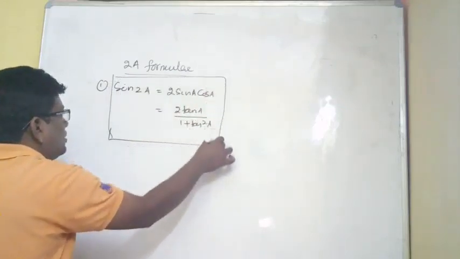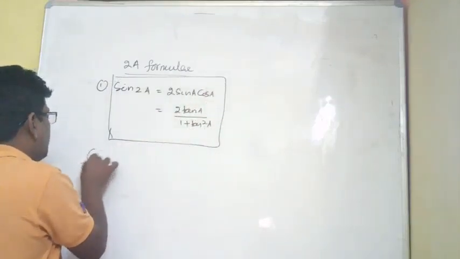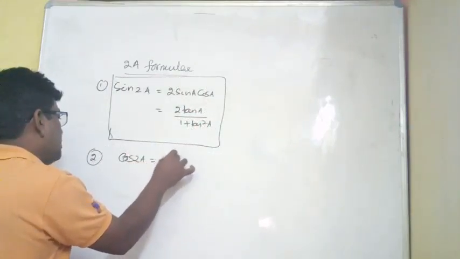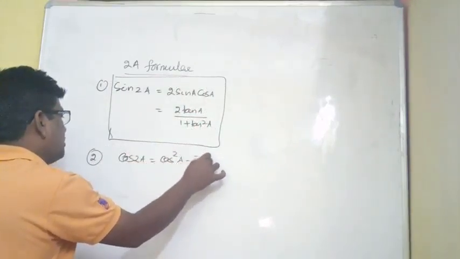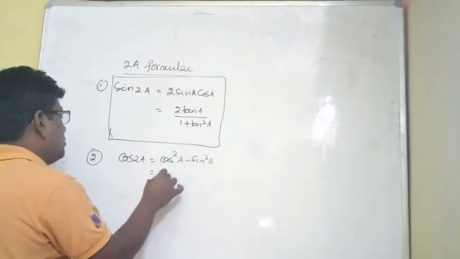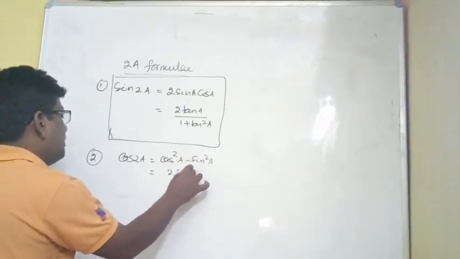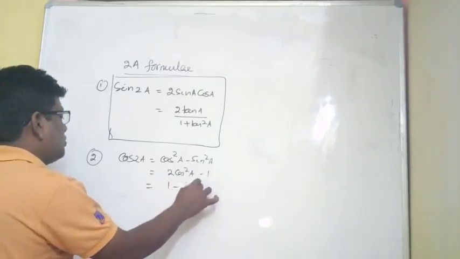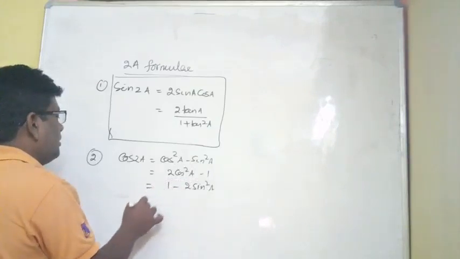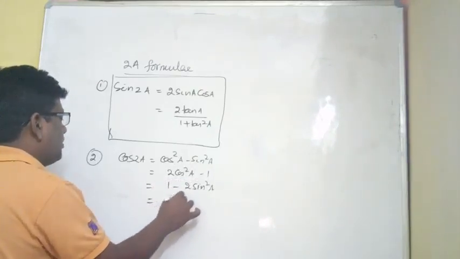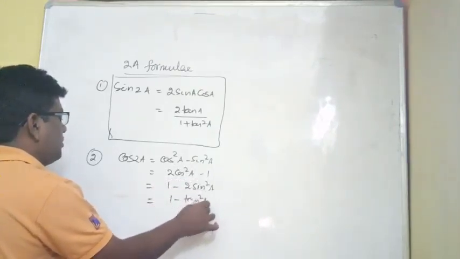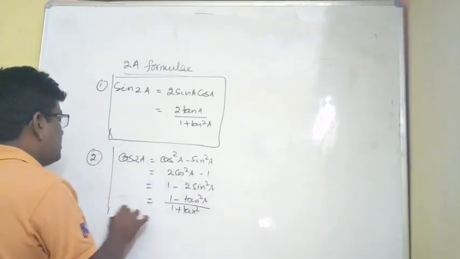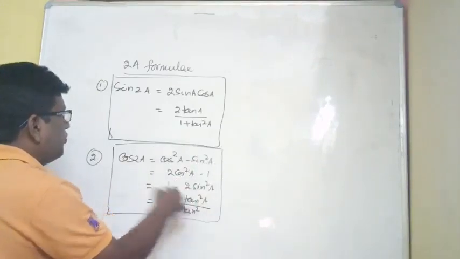And number 2 is what? Cos 2A formula. Cos 2A is equal to cos square A minus sin square A is equal to 2 cos square A minus 1 is equal to 1 minus 2 sin square A is equal to another formula 1 minus tan square A by 1 plus tan square A. And this is number 2 formula.